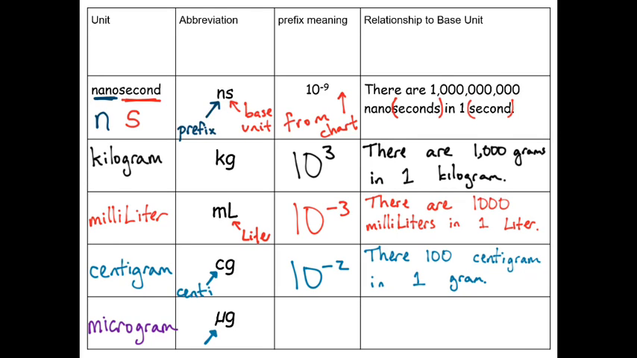Okay, Isabella, what's the scientific notation meaning for micro? Good job. Now for our sentence. Brandon, what would I write for my sentence here? You got it. So this one comes straight from the chart because it's about grams.